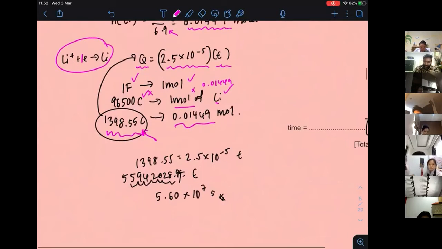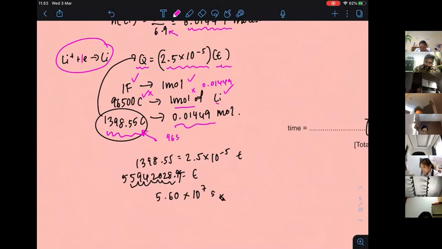Where do we get this? You get it from 96500 times 0.01449. That is going to be the charge, and that charge is going to be related to this. So you just need to put 1398.55 equals 2.5 times the time, and calculate the time in seconds. When I calculate, I'm going to get this.